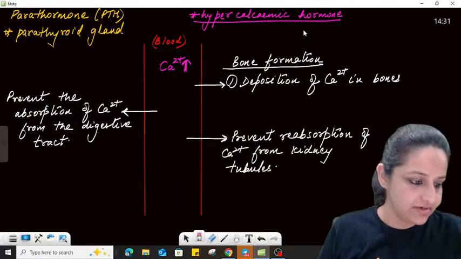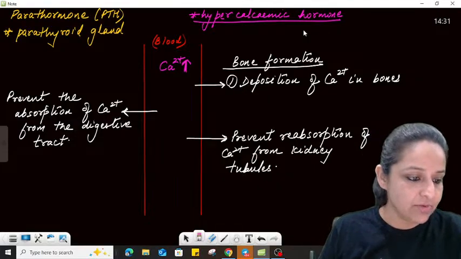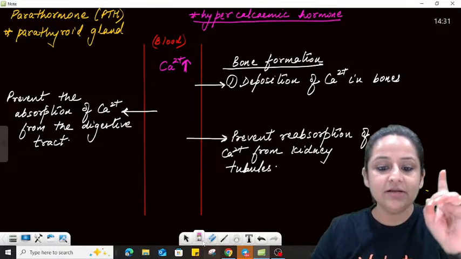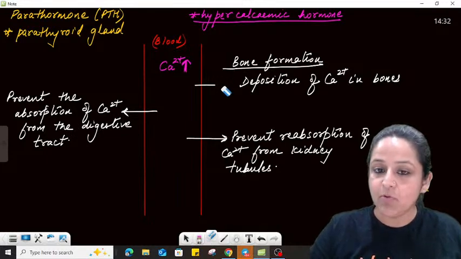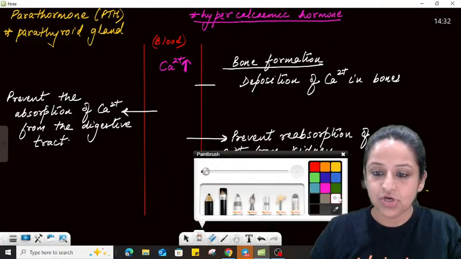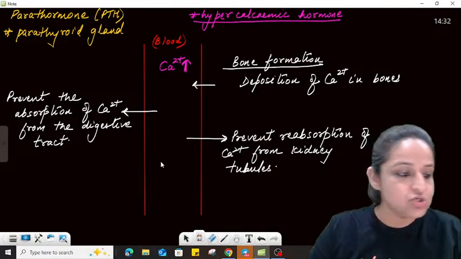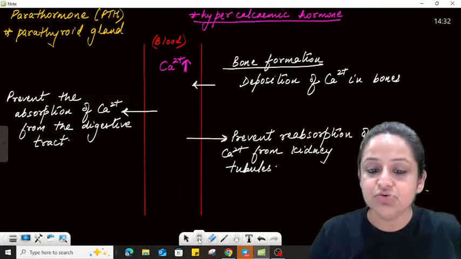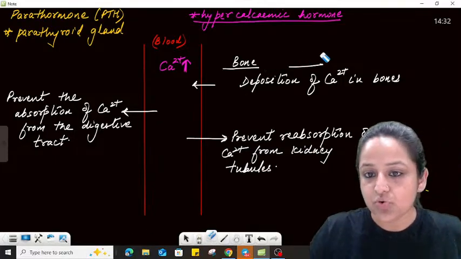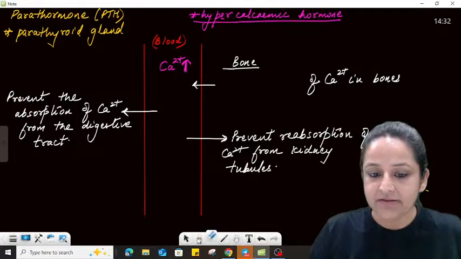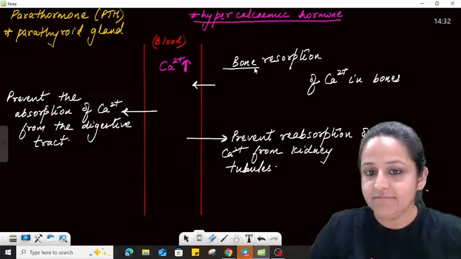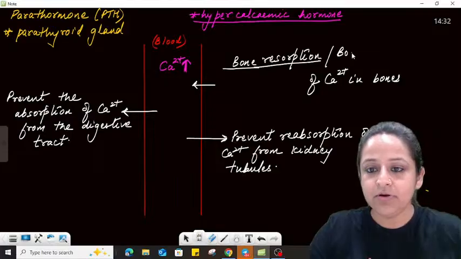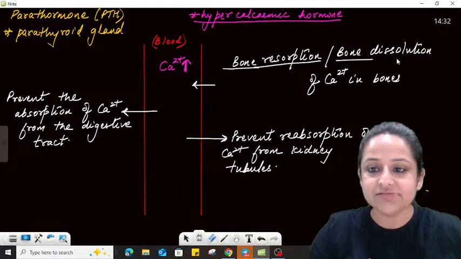How is it doing this? Number one, it is going to take calcium back into the blood from the bones. It is going to tell the bones, please start your breakage. So it is going to cause the dissolution of the bones. This is also called bone resorption, or bone dissolution.